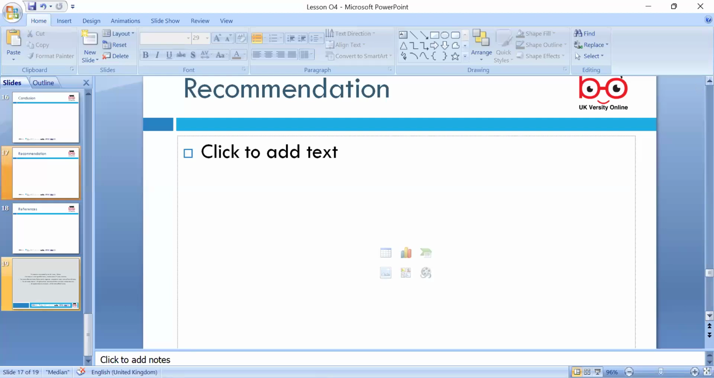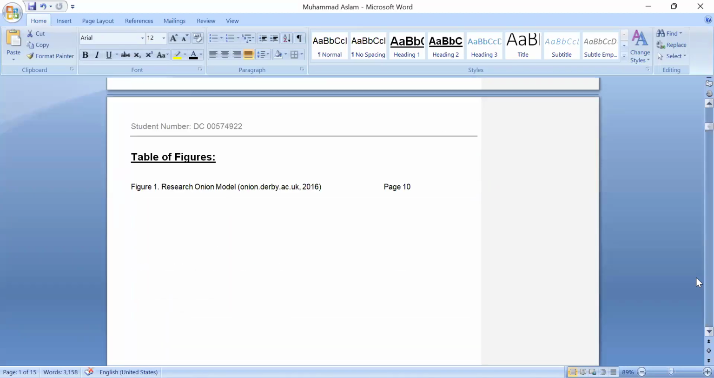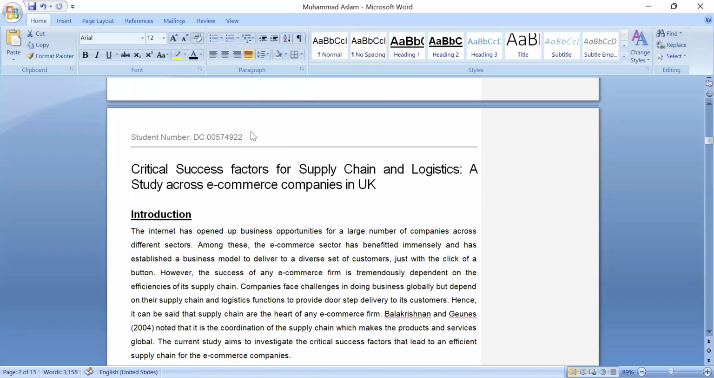I'm going to show you a few proposals to help you. I'm picking a few old proposals. If you look at the content page and cover page, we can look around.